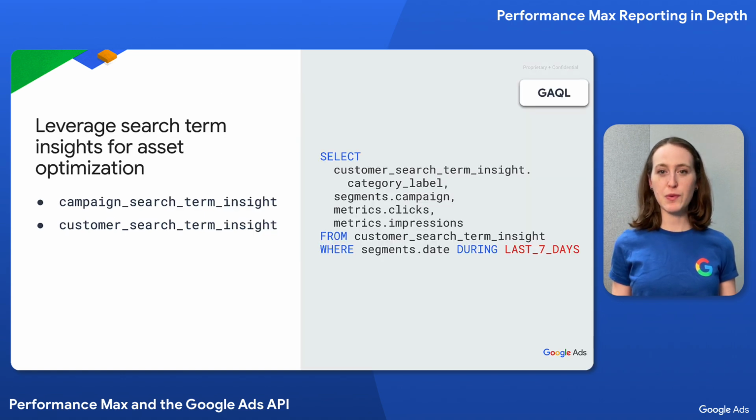As an example, say we want to identify our top performing search term categories from the last 7 days. We could query the Customer Search Term Insight report for category label, campaign resource name, clicks, and impressions to understand how performance looks across search categories, segmented by campaign. Further, we could compare this to the same data from previous weeks to get a sense of which categories or search terms are trending up or down. Note that you can also get subcategory and search term data from this report, but not while segmenting by campaign. In other words, subcategory and search term specific metrics are only available in aggregate at the customer level.